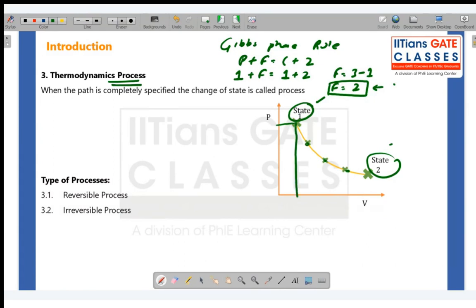But this changes when the phases change. For example, you are working with a mixture of water and air, or water and steam, sorry. So it changes. Clear?